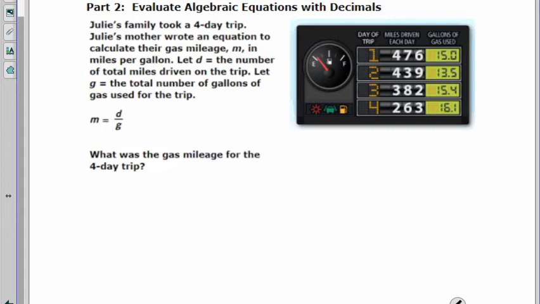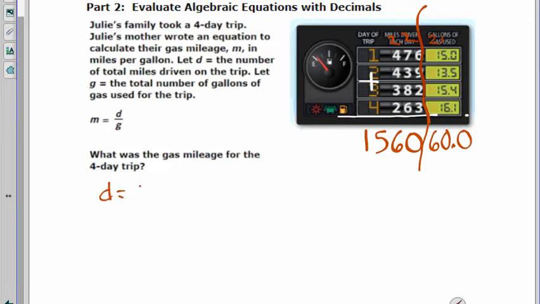We have some data on this table here, and the first thing we probably need to do is add up the total miles for the whole trip and the total gallons for the whole trip and see what we have. Adding up the miles, I get 1,560. Now I'll go for the gallons used. Adding that up, I get an even 60 gallons of gas. And so now I can use my equation. D is equal to 1,560 miles, and G equals 60 gallons.